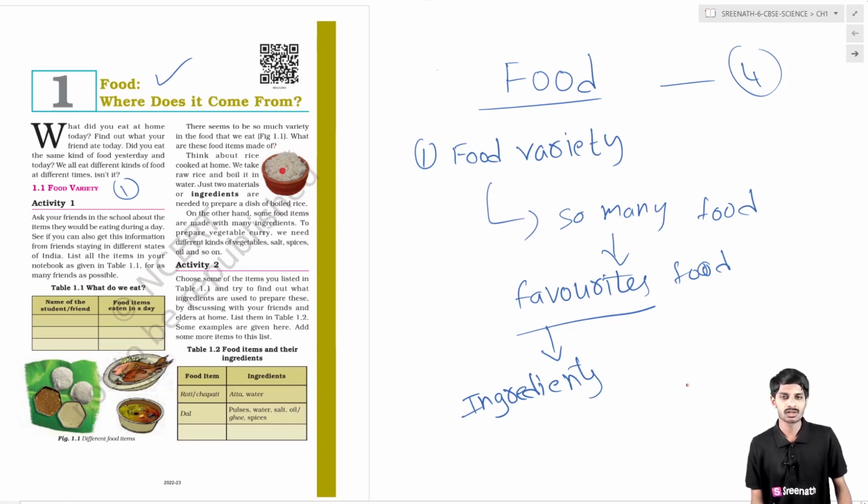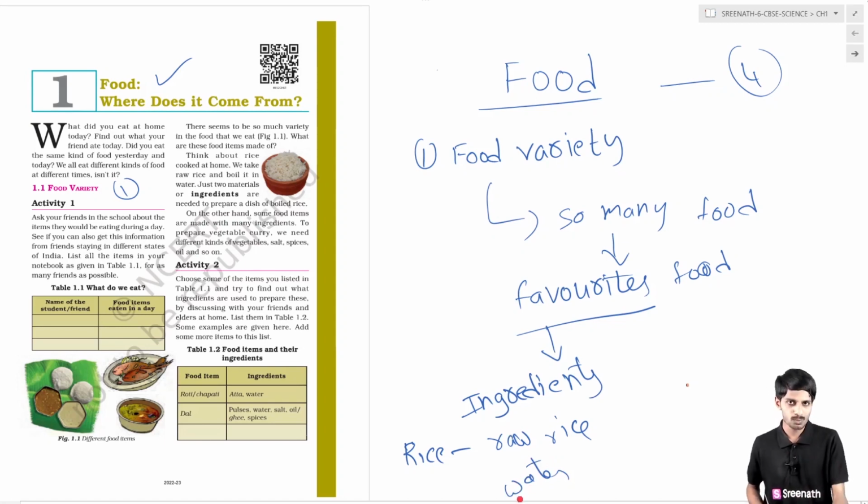How will we cook rice? How many ingredients are required to prepare rice? If you ask me that question, I will tell you that for the preparation of rice, we require only 2 ingredients. What are those ingredients? One is raw rice, and what is the other ingredient? That is water.